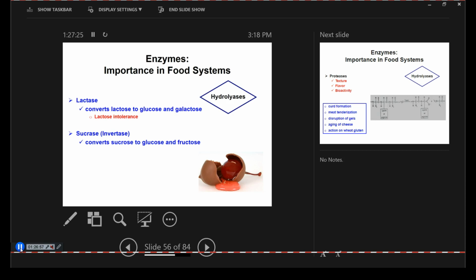Another one that is very commonly used is sucrase, which is also known as invertase. It converts sucrose into glucose and fructose. The common application is cherry-filled chocolate. You want to keep that syrup as a liquid within the chocolate. You don't want it to crystallize over time. To reduce the crystallization rate, you break down the sucrose into glucose and fructose, because fructose and glucose do not crystallize as fast as sucrose would. So it will remain on the shelf longer with a syrupy liquid.